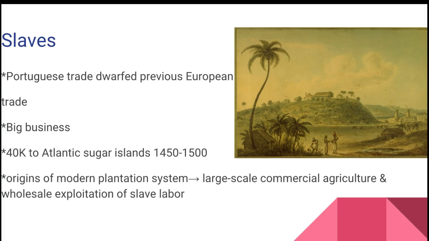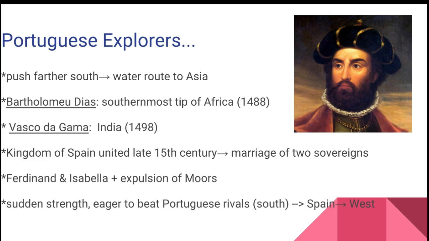The Portuguese trade was big business, obviously. 40,000 enslaved people went to these sugar islands off the coast of Portugal in 50 years. The enslaved population was very large out there. They had large-scale agriculture, and even though the Portuguese treated their enslaved people well, obviously it was not a positive thing for the enslaved people.